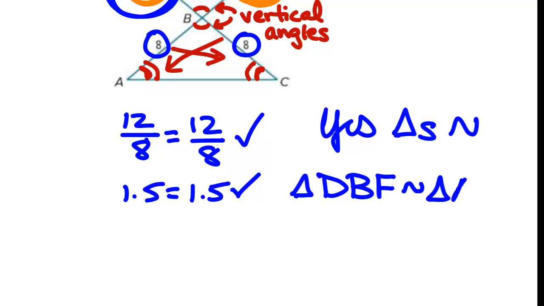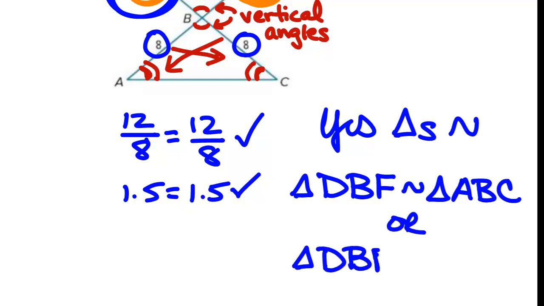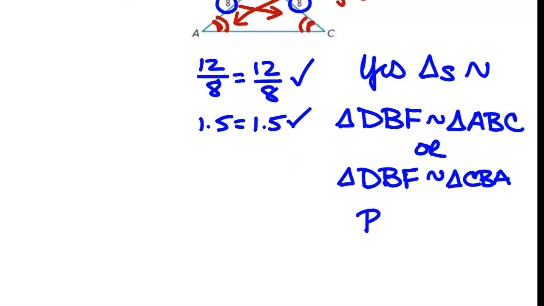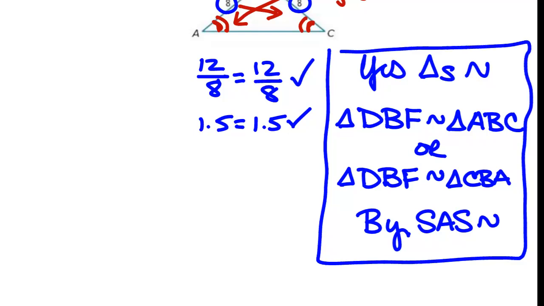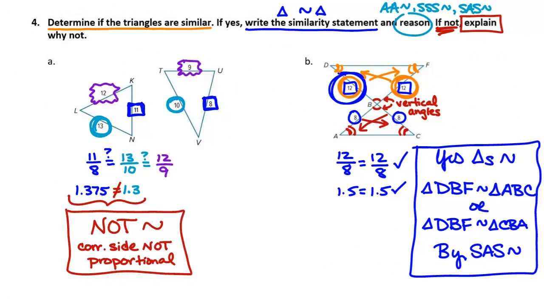We could do A, B, C. Or, because they are both isosceles triangles, we could do DBF is similar to CBA. Both of those would be correct. What is our reason for saying they're similar? Side, angle, side similarity. Don't forget the squiggle at the end. All right, so there's A and B.